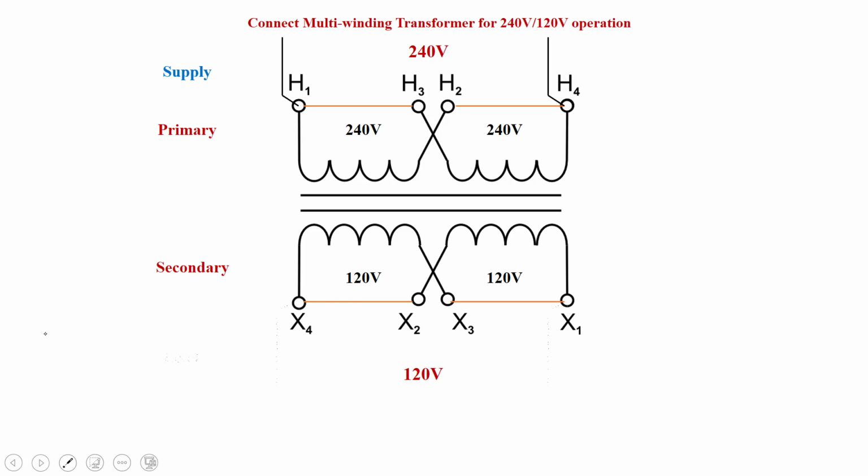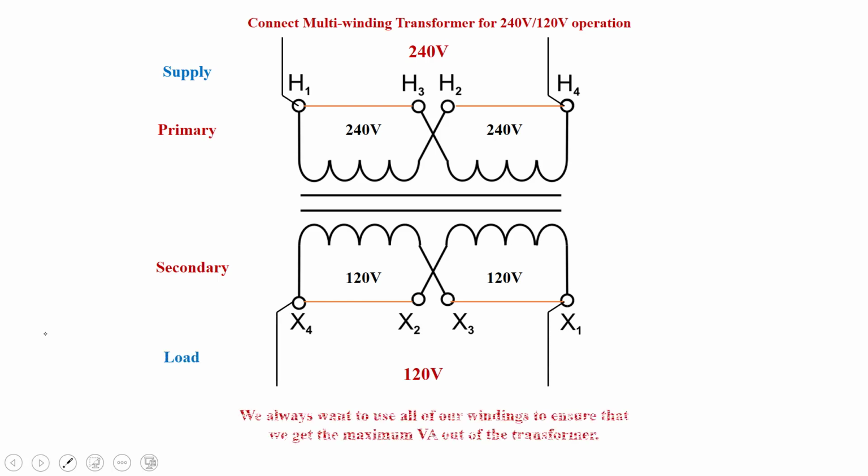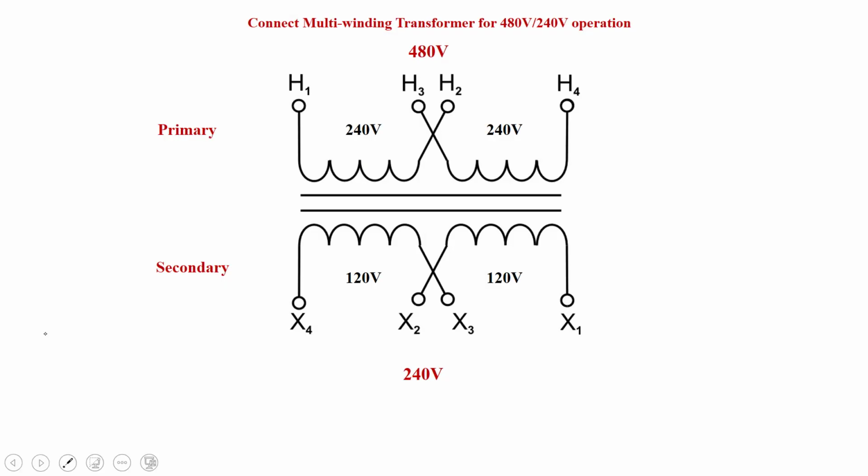Let's try another one here. So we always want to use all of our windings to ensure that we get maximum VA out of the transformer. That is correct. And we want to make sure each winding gets its rated voltage. So in this case, I have a 480 volt supply and I need to produce 240. What would the connection be? Correct. It would be series on the primary so that the 480 volts would split amongst both windings. So each winding would only see 240.